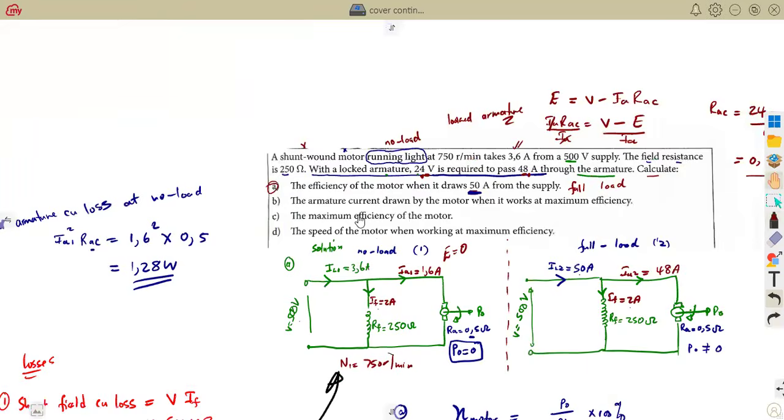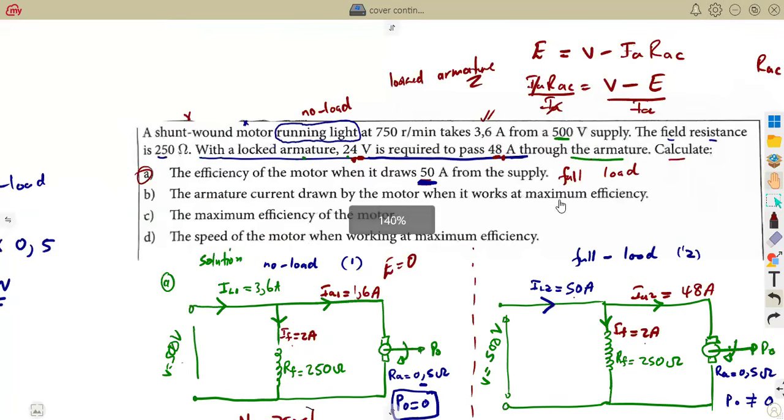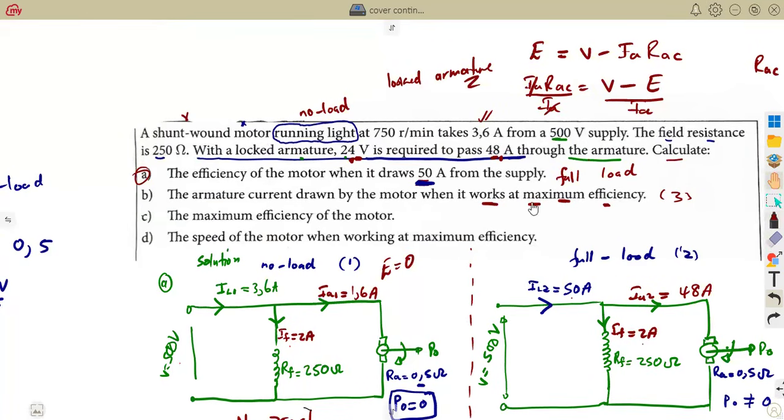The other part, they need you to calculate the armature current drawn by the motor when it works at maximum efficiency. When it is working at what? Maximum efficiency. What are the conditions? So remember, guys, here we used the subscript 1 for no load. Full load, we used 2. So at maximum efficiency, we are going to use what? The subscript 3. But what are the conditions that we have for the maximum efficiency?